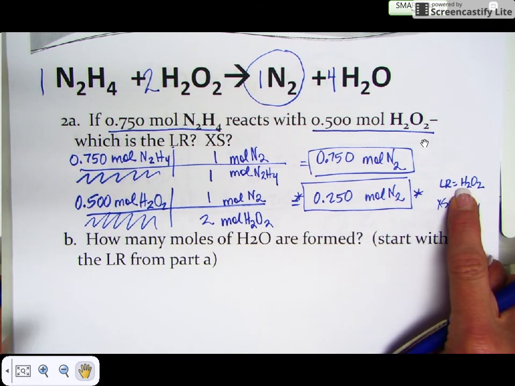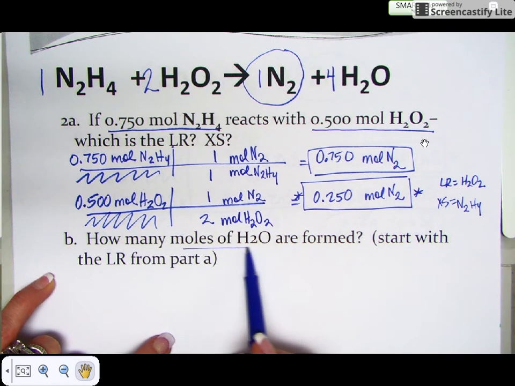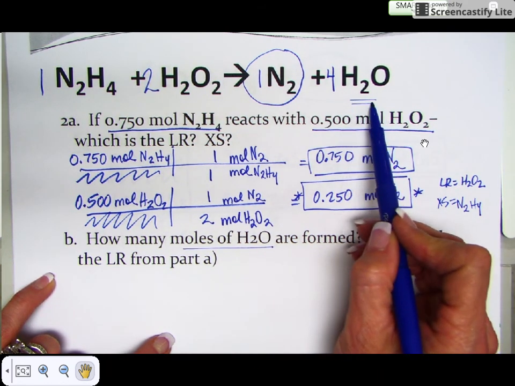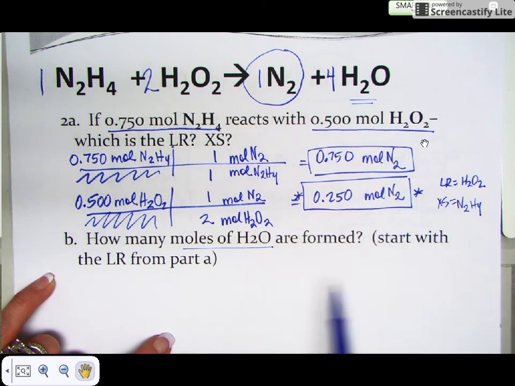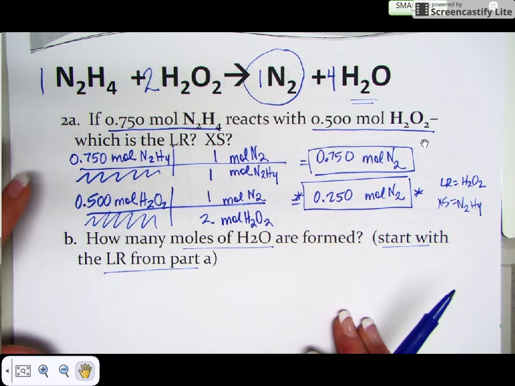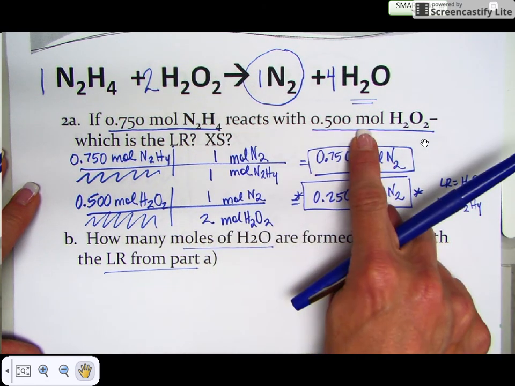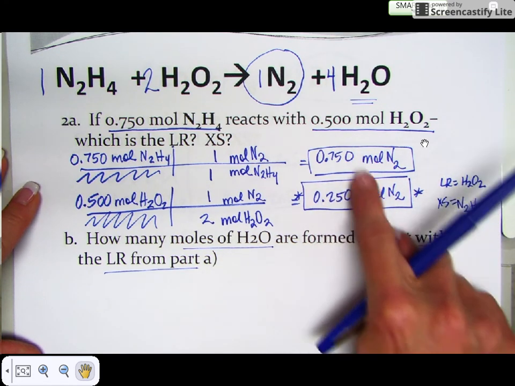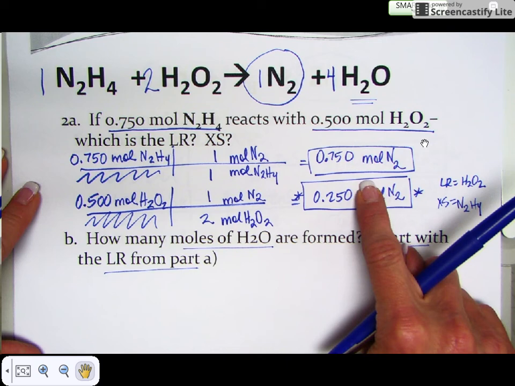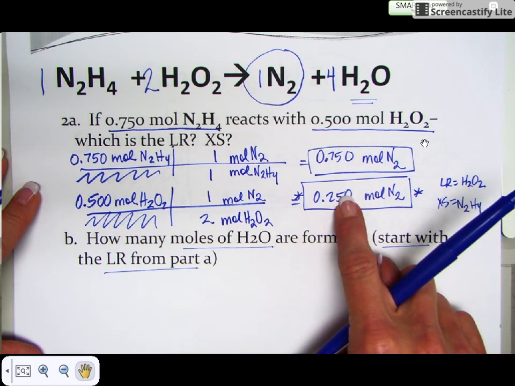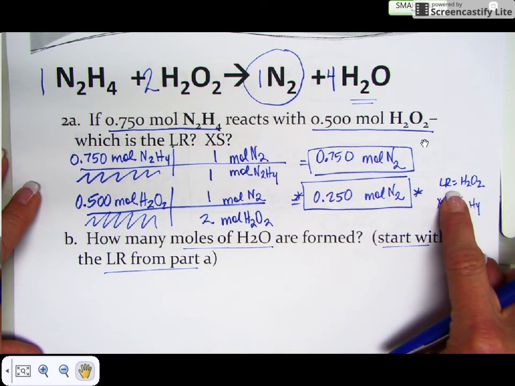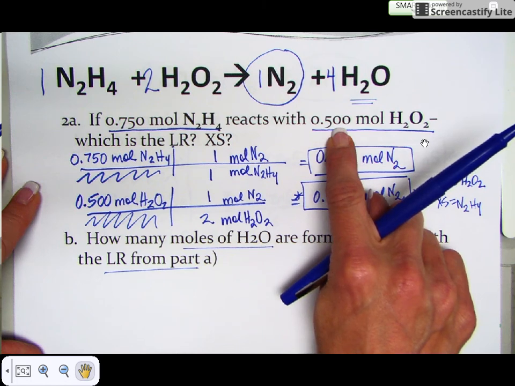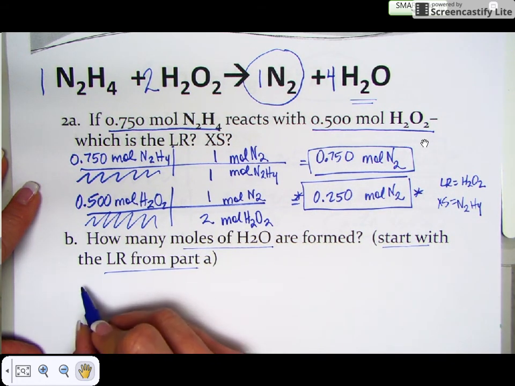So for part B, it says how many moles of water are formed. So since water is a product, we're going to have to use the limiting reactant to figure out how much will form. So you always start with the limiting reactant in order to figure out how much of either product will form. Now, I would go back into the original part A problem. I would not use the answers from here because you might have made a mistake and you don't want to use an incorrect number to start part B. So since the limiting reactant is the H2O2, I'm going to use 0.500 moles of H2O2 as my given.